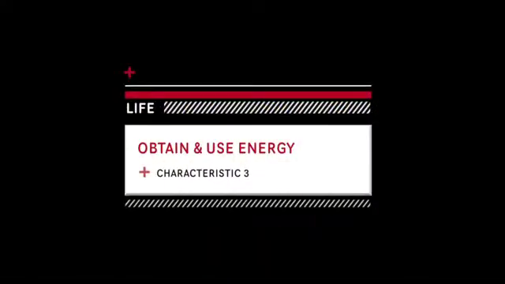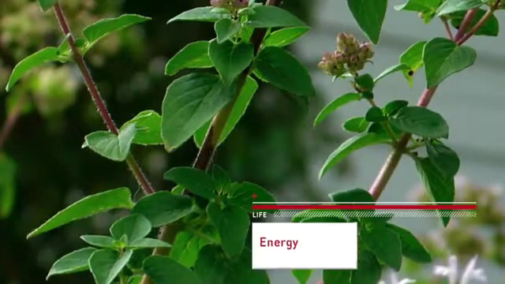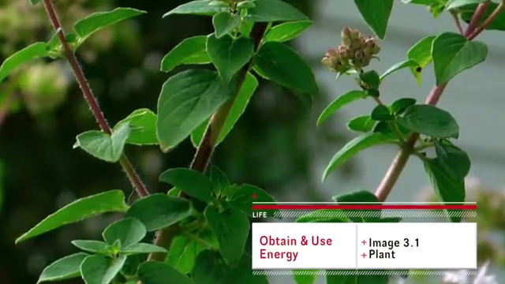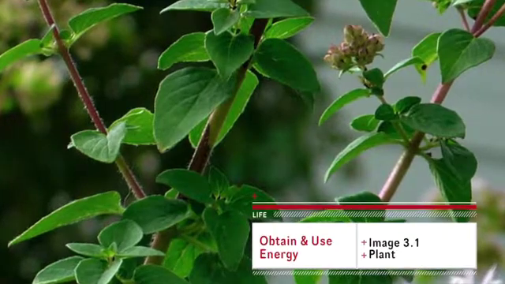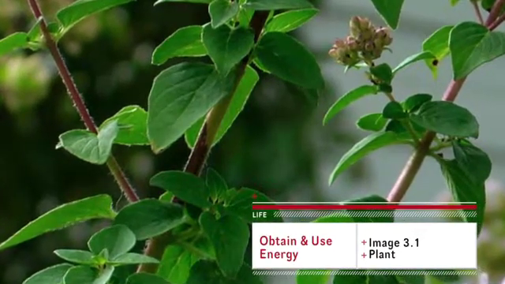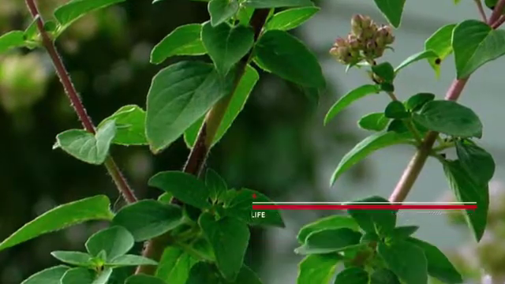Living things obtain and use energy. This photograph of a plant represents organisms obtaining and using energy. This plant is an autotroph, meaning it can create its own energy. Plants harness energy from the sun using photosynthesis.